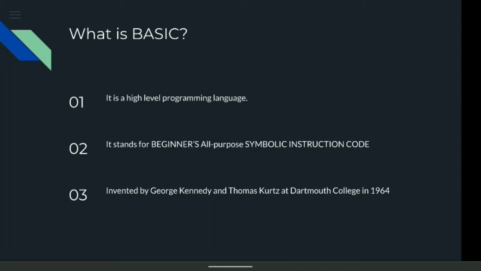BASIC's full form is Beginners All-purpose Symbolic Instruction Code, and BASIC was invented by George Kemeny and Thomas Kurtz at Dartmouth College in 1964. So it was invented by George Kemeny and Thomas Kurtz in 1964.